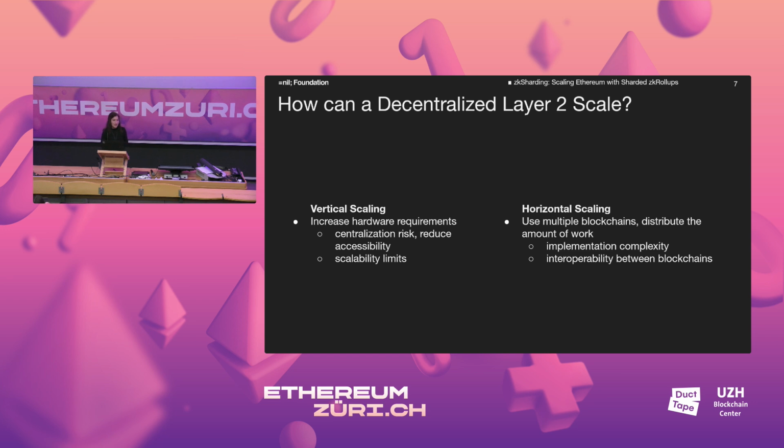Yeah, they need a lot of investment and so on. Plus, there are scalability limits because we cannot ask validators to increase their hardware infinitely. There is a limit there.